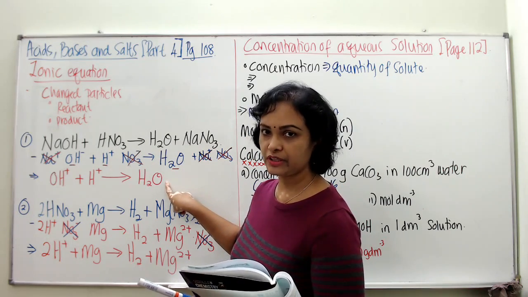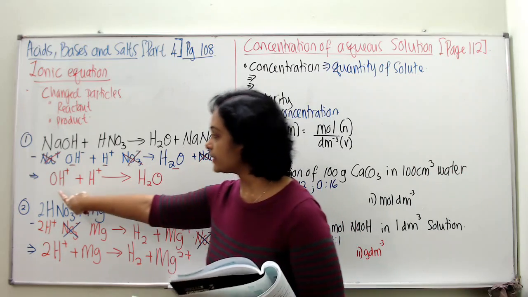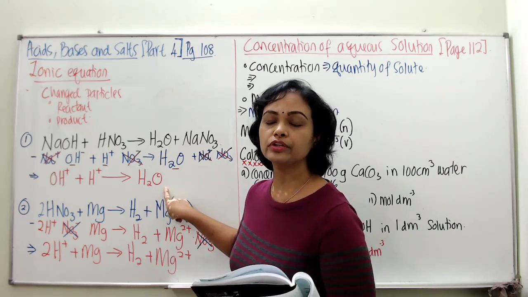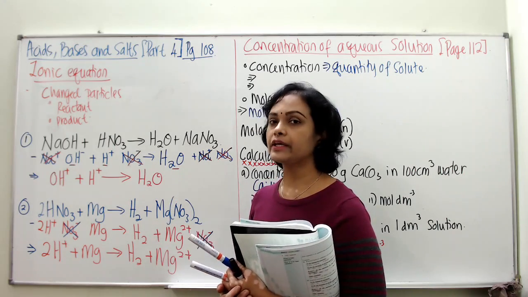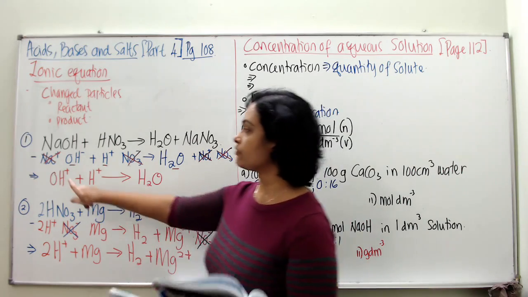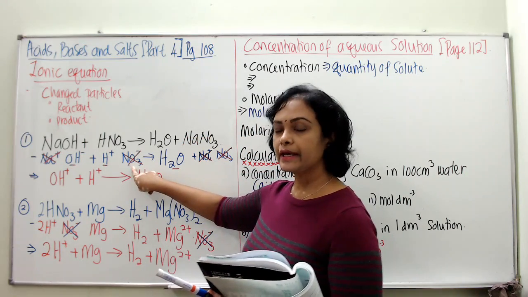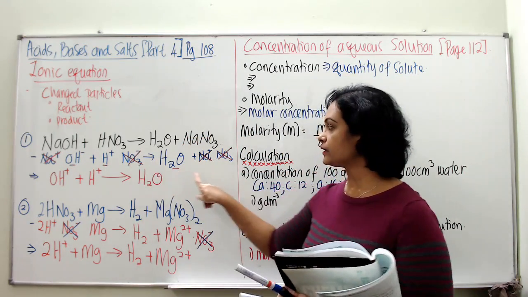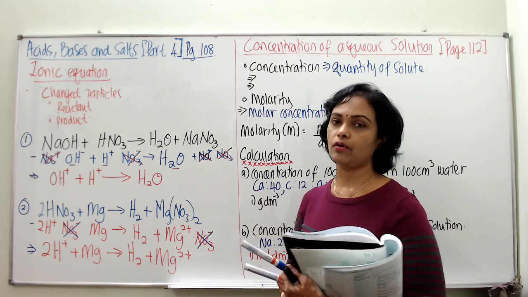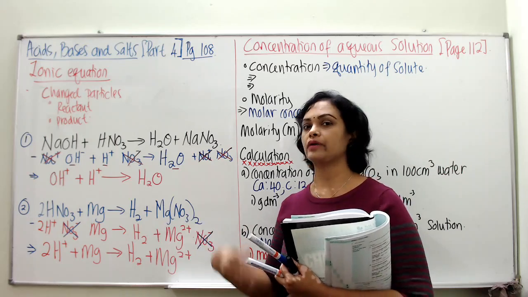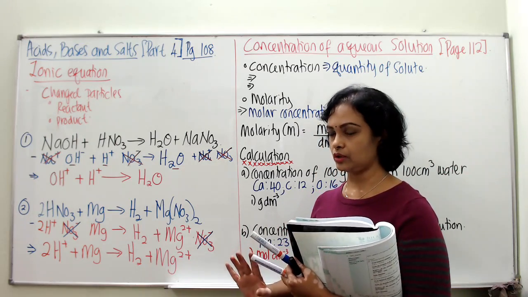So that is the reason why hydroxide and hydrogen ion are taken into consideration to write down the ionic equation. Why has the teacher not chosen sodium ion and nitrate ion? Even though they have combined, they are still in the ion form. Nothing has changed for them. The only thing is they have combined with some other substances. That's all. Now, let's look at here.